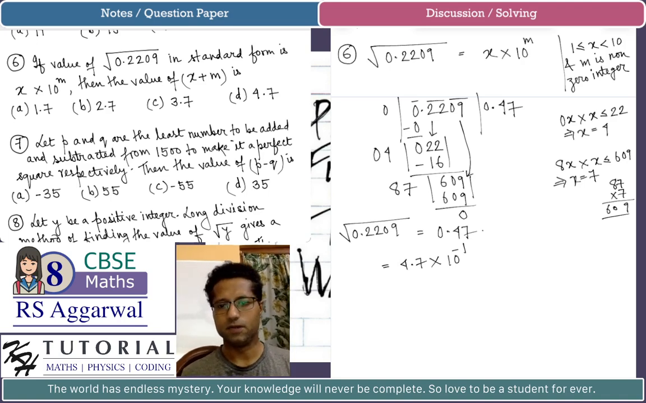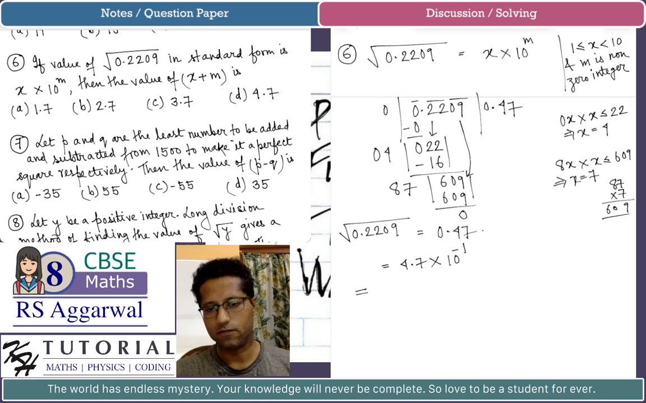And since we multiplied it by 10, we also have to divide it by 10. So the 1 by 10 is 10 to the power minus 1. So we have this, which is in standard form. So we can clearly say that x is equal to 4.7 and m is equal to minus 1.